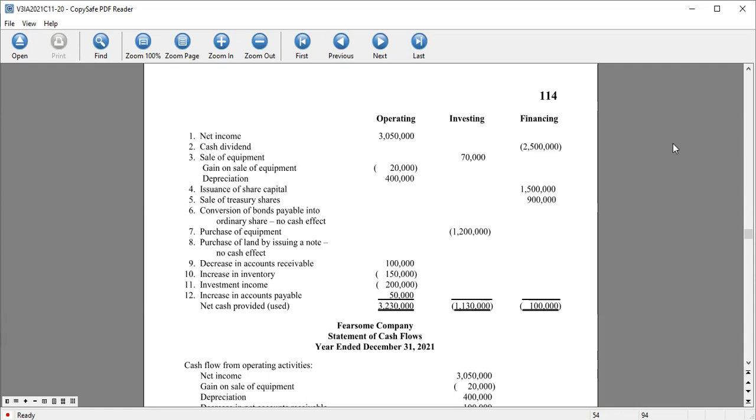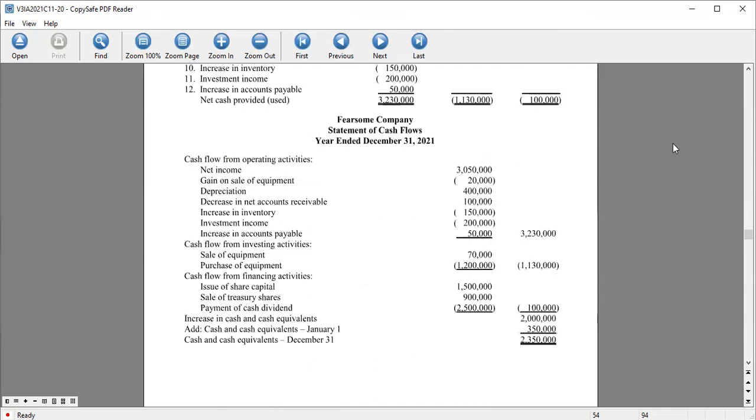So under investing, used 1,130,000 because the purchase of equipment amount exceeds the proceeds from sale. And then financing, we have a net cash used of 100,000, the fact being that our dividends paid exceeded the issuance of share capital and the sale of treasury shares.